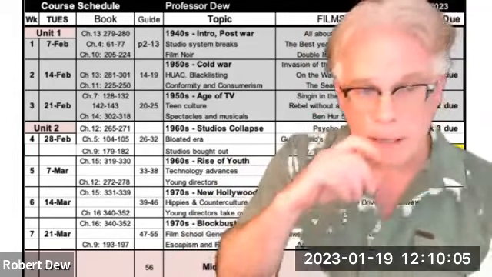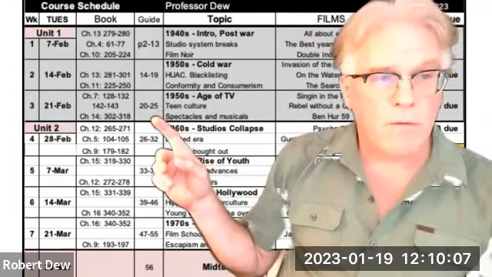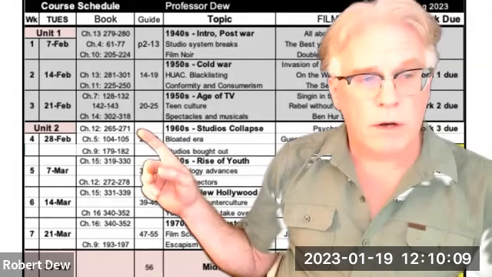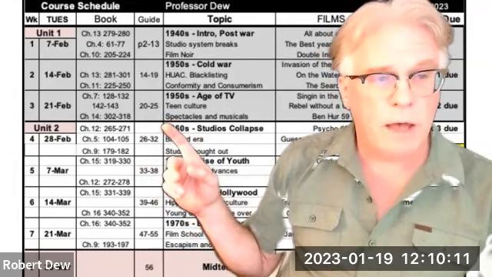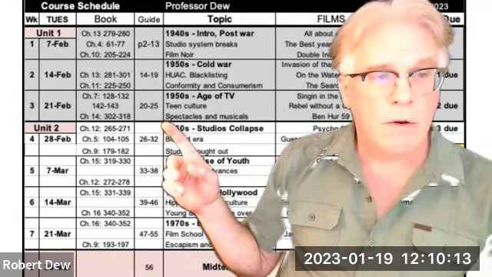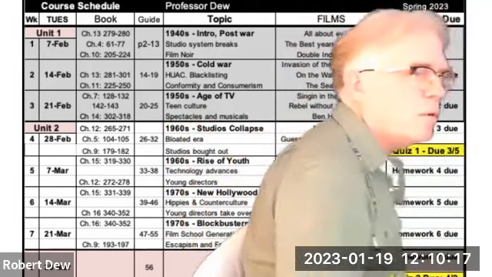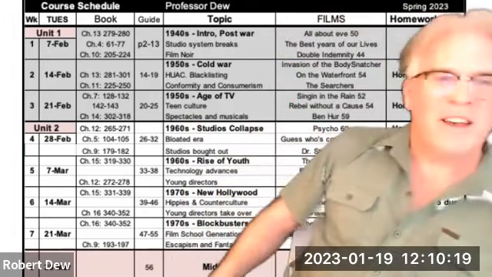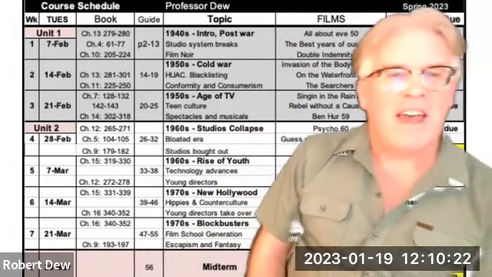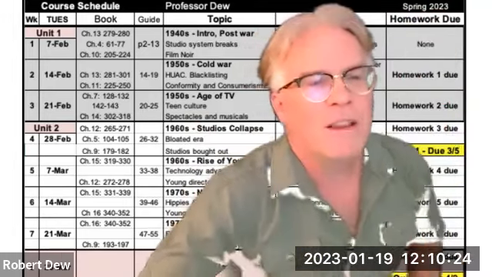Here's a look at our course calendar. As you can see, all the dates are here. You have your reading chapters for the American Cinema textbook if you choose to do that. Here's the study guide. Here's the topics. On the other side, we have the films, and of course, the homework that's due right there. Okay.